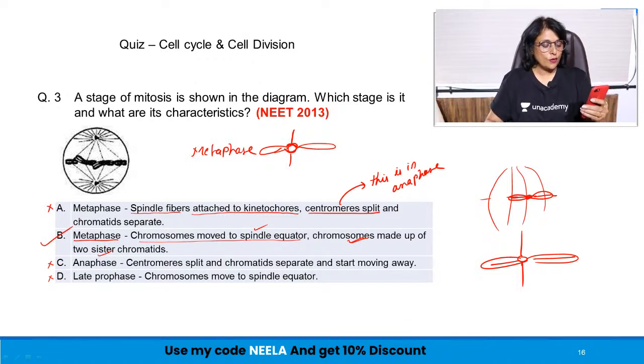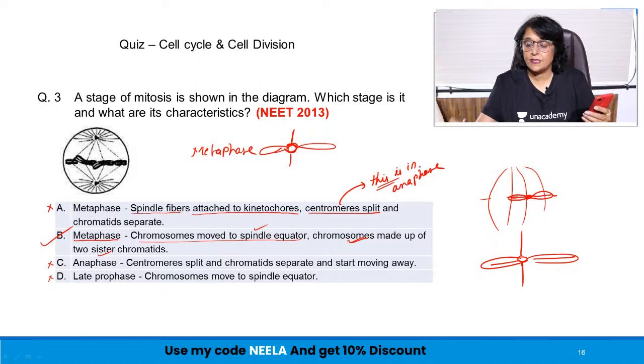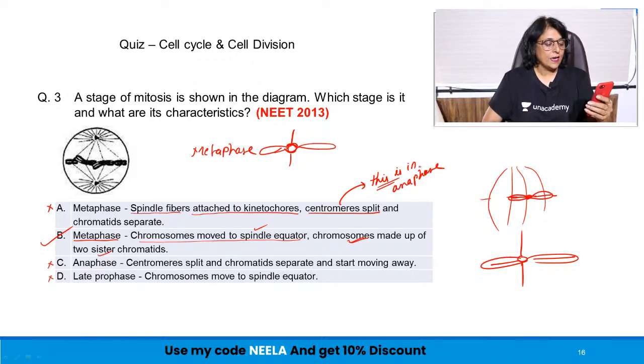So most of you have given the correct answer as B. Centromeres do not split in metaphase. That's right. That's what we have written. This happens in anaphase. Okay, so most of you gave the answer as B, so that's very good.